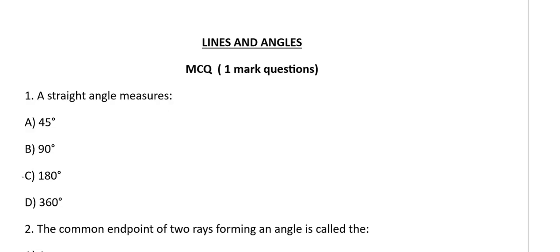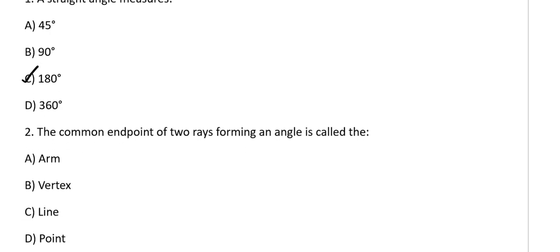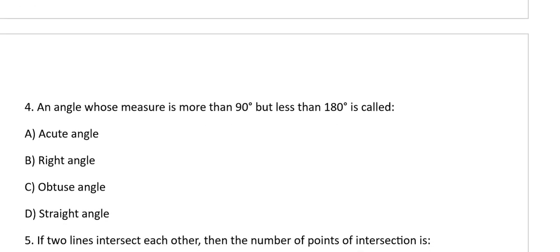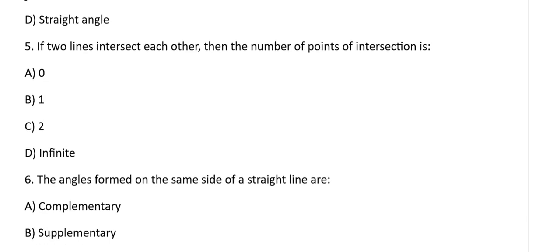A straight angle measures, we know, 180 degrees. The common endpoint of two rays forming an angle is called the vertex. Two lines that do not meet even when extended infinitely in both directions are called parallel lines. An angle whose measure is more than 90 degrees but less than 180 degrees is called an obtuse angle. If two lines intersect each other, the number of points of intersection is 1.